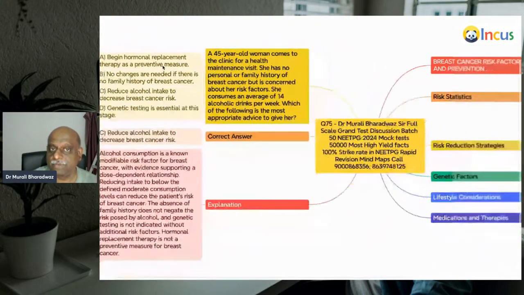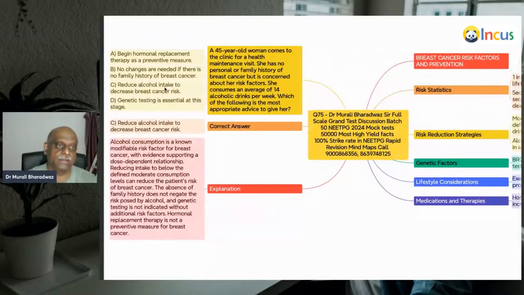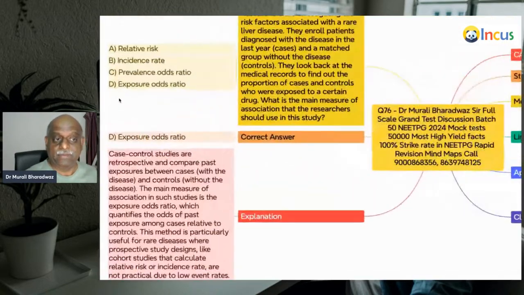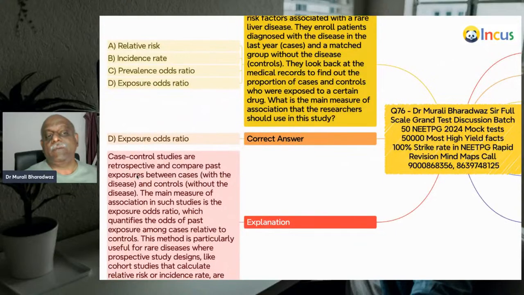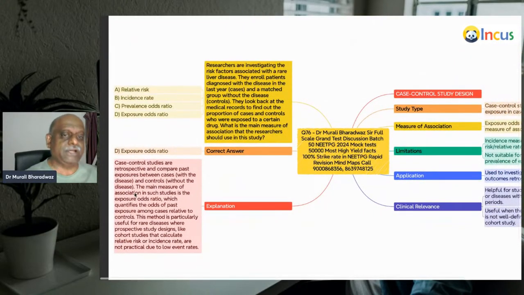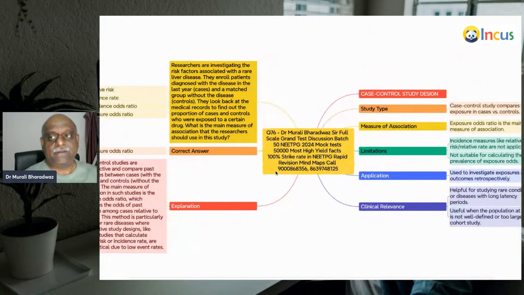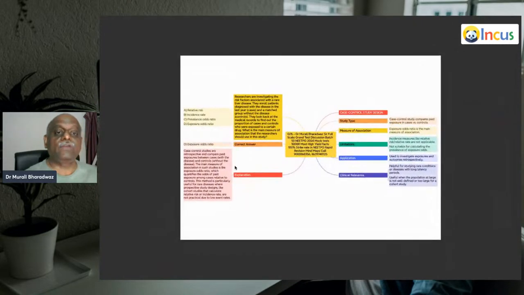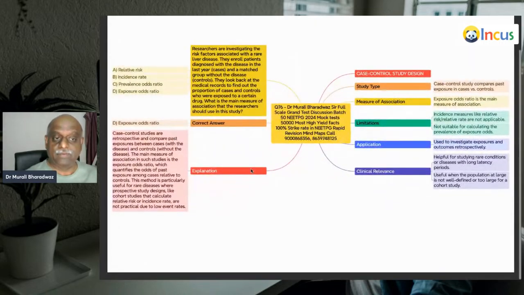45-year-old comes to the clinic. Alcohol consumption is a known risk factor for breast cancer is what you have to remember. Case control studies, what do you do? Odds ratio is the one which is used to measure the causation and association is what you need to remember.